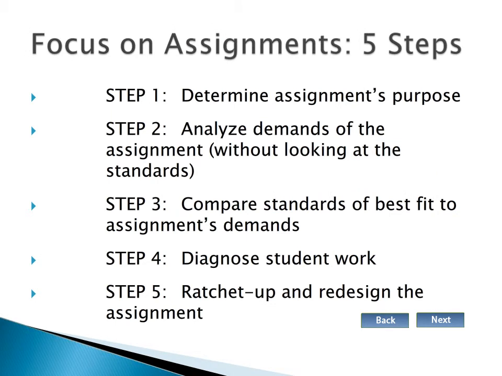Okay, once you have organized your group and assigned everyone their specific roles, there are going to be 5 steps that you're going to take in this process of focusing on assignments. Step 1, we're going to determine the assignment's purpose. Step 2, we're going to analyze the demands of the assignment without looking at the standards. Step 3, we're going to compare the standards of best fit to the assignment's demands. Step 4, we're going to diagnose the student's work. And step 5, we're going to ratchet up and redesign the assignment.